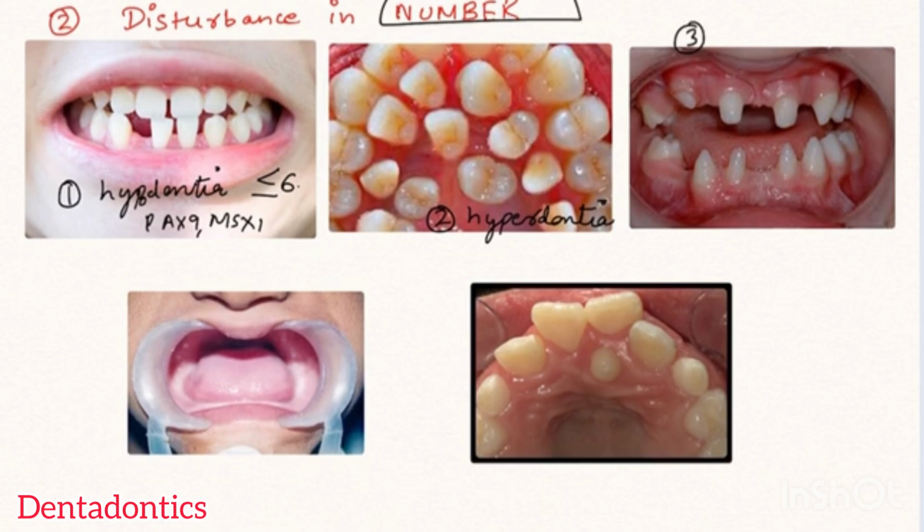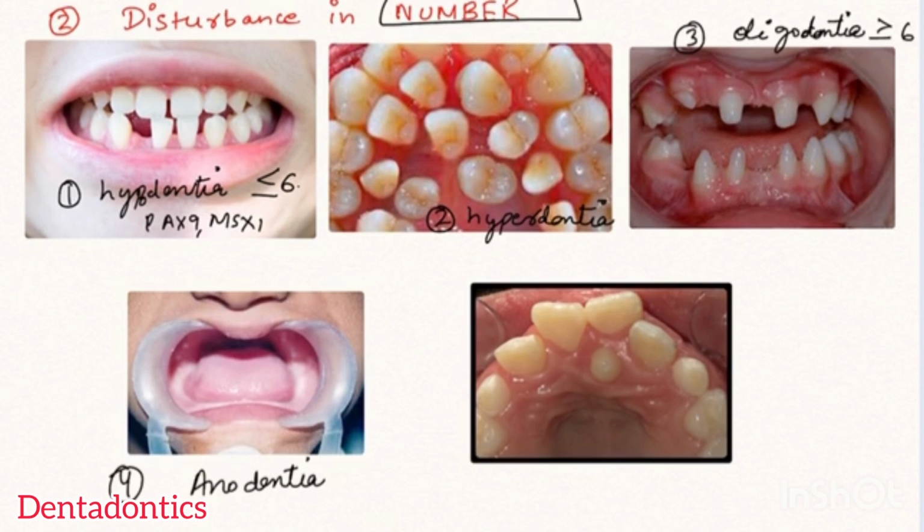Now coming to the third condition, that is oligodontia. Oligodontia is a condition in which there is a greater number of missing teeth, more than 6. It is most commonly seen in ectodermal dysplasia, Down syndrome and Klinefelter syndrome. So the difference between hypodontia and oligodontia is that in hypodontia the missing teeth are less than 6, whereas in oligodontia it is more than 6.